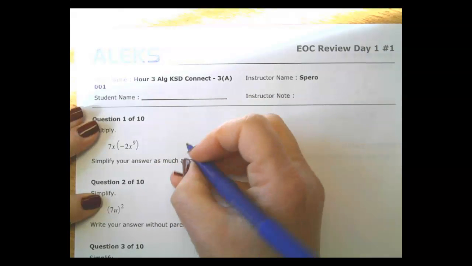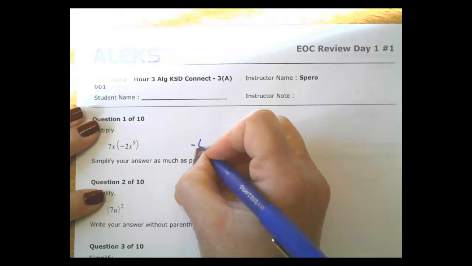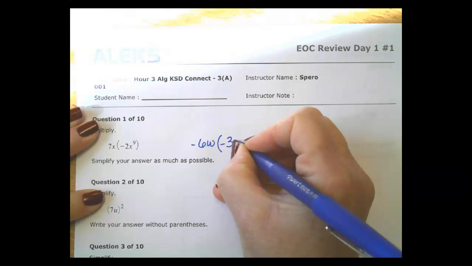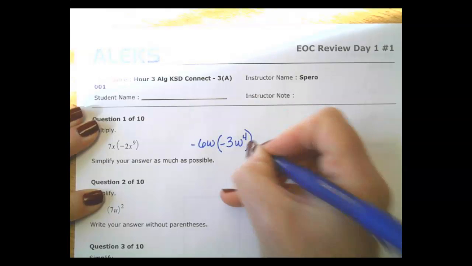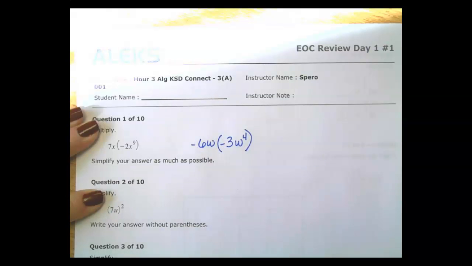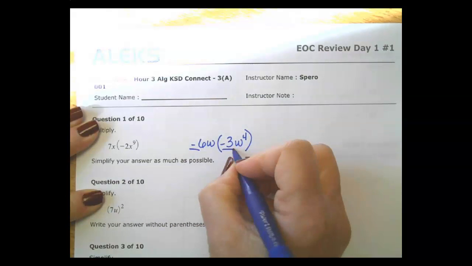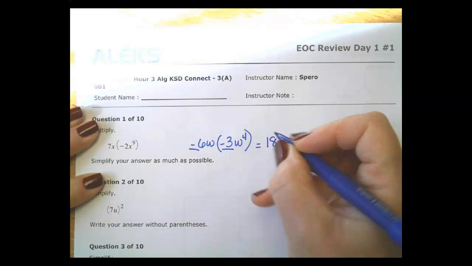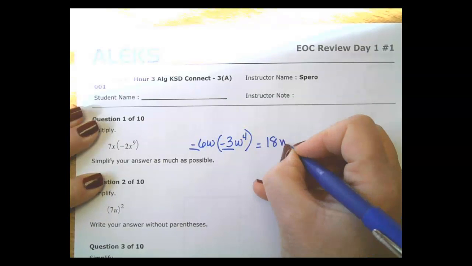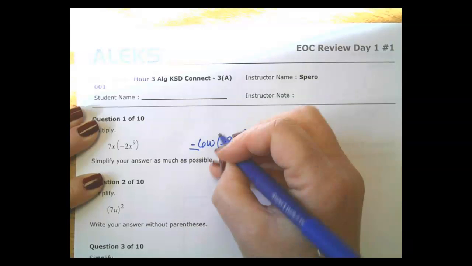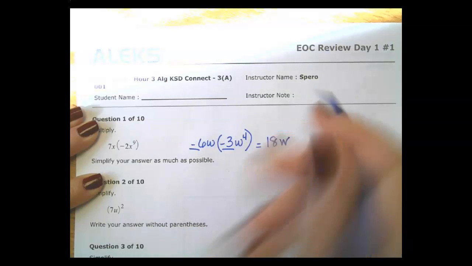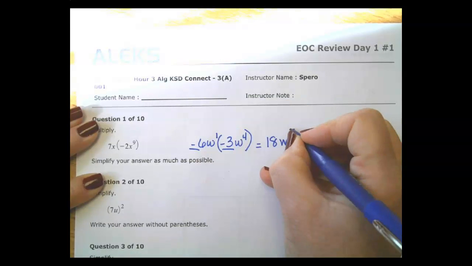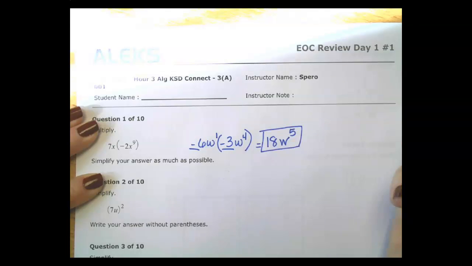So if I change this to, say, a negative 6w times a negative 3w to the fourth power, which is very similar, I am going to multiply what I can, because that's what this is. It's multiplication. So that's a positive 18. And what do you do with your exponents? When you are multiplying them like this, you would just add them together. There's 1 here, so that would make that a total of 5.